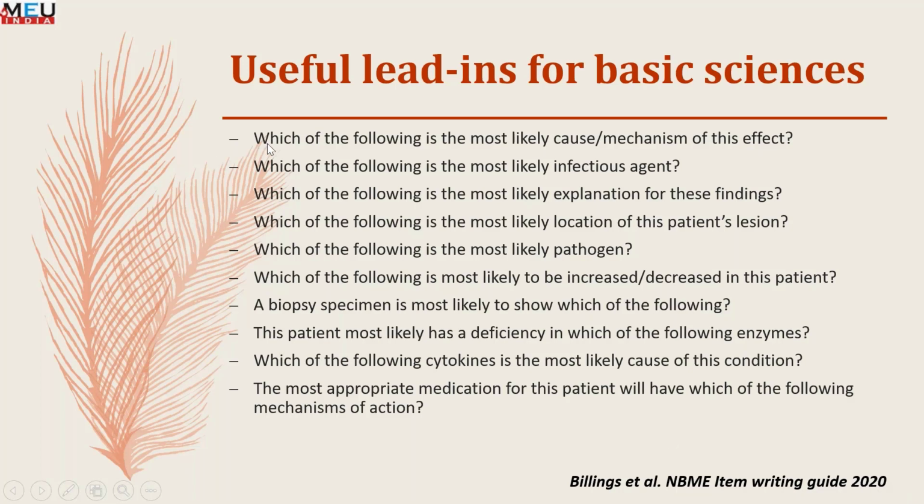So the questions which you can ask in basic sciences are, which of the following is the most likely cause or mechanism? After the scenario, you give a scenario and then this question. Which of the following is the most likely infectious agent? What is the most likely explanation? Which is the most likely location? Which is the most likely pathogen? In this investigation, what substance is most likely to be increased or decreased? What is the biopsy most likely to show?